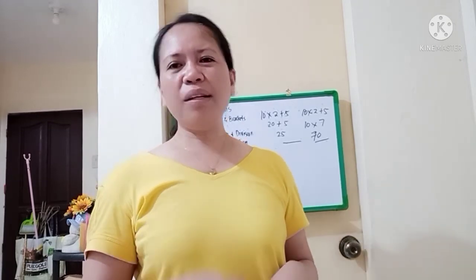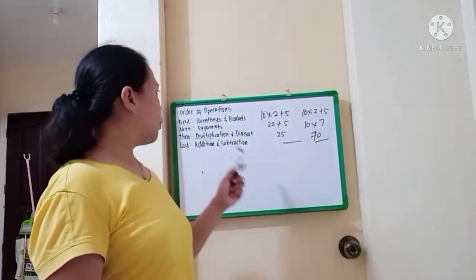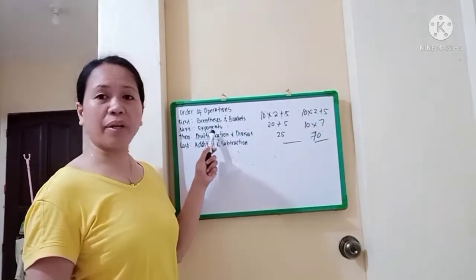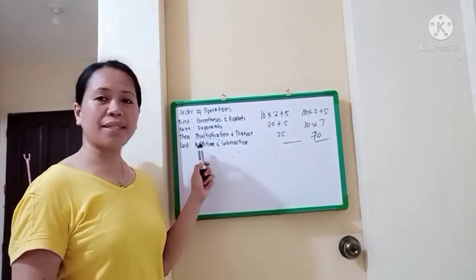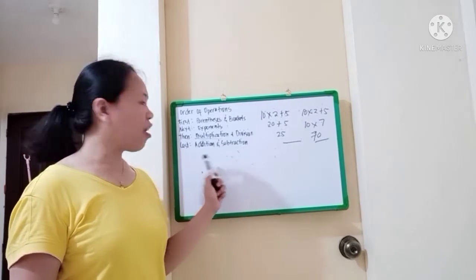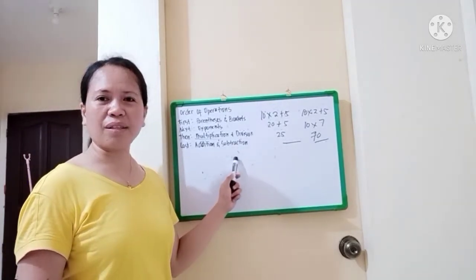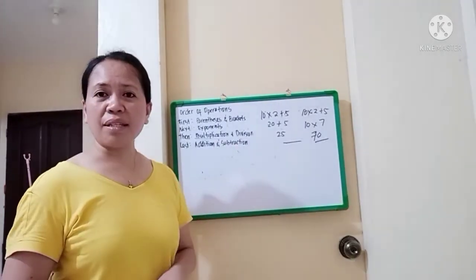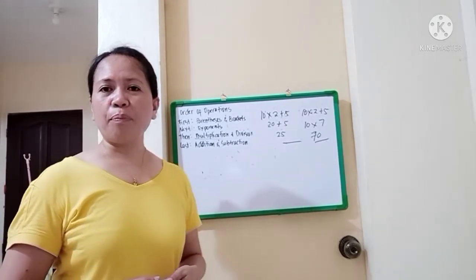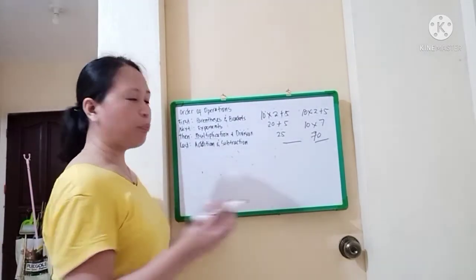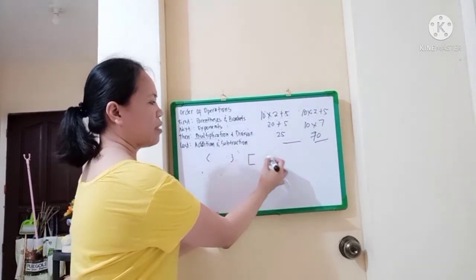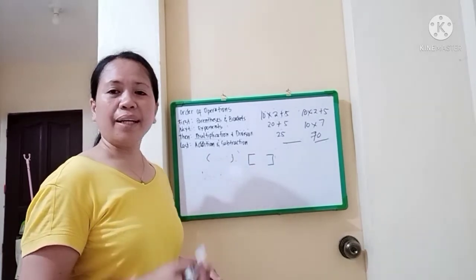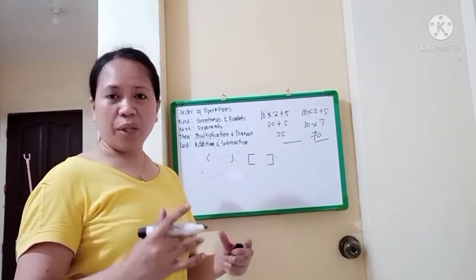So what are those order of operations? What comes first? First we need to solve the parentheses and brackets. The next are the exponents, multiplications and divisions, additions and subtractions. What are parentheses and brackets? Parentheses and brackets are just symbols like this and this one, wherein numbers are grouped together.